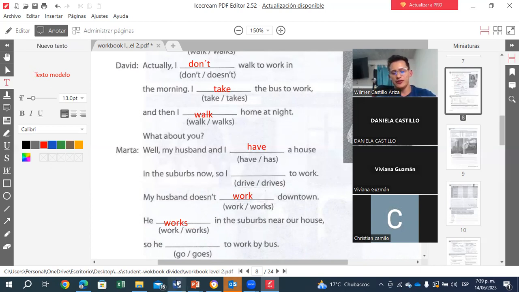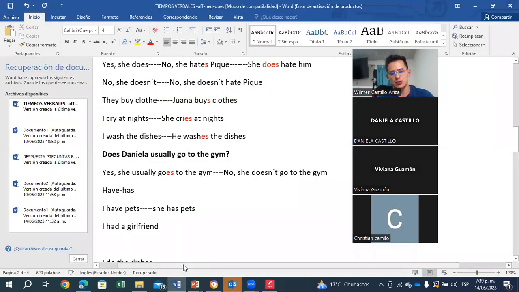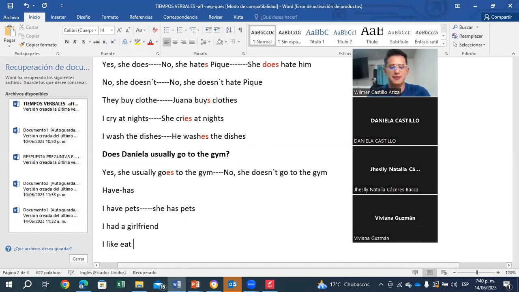Now we are going to move on to the last part that's going to be very important. What happens when we have two verbs? For example, how do you say me gusta comer pizza? How do you say that? I like eat pizza. I like it. But something is missing. Algo nos falta. I like to eat pizza.